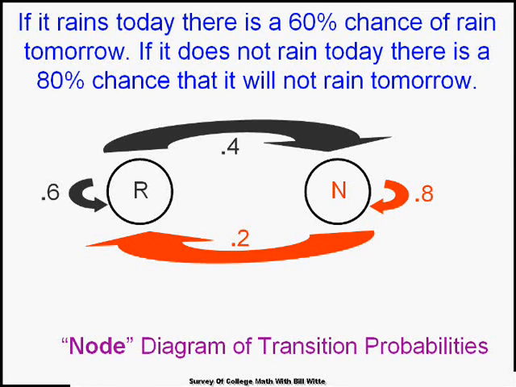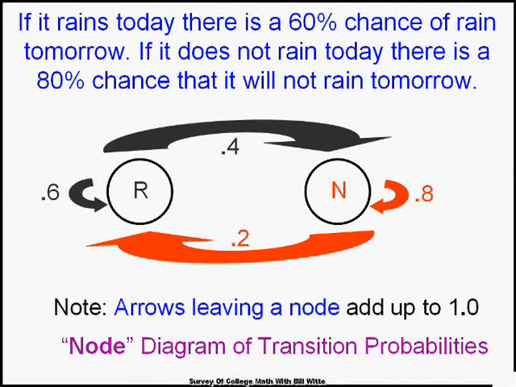So you may see pictures like this that are called node diagrams. Note that all the arrows leaving any node have to add up to 1. See how the 0.6 and the 0.4 add up to 1, and the 0.8 and the 0.2 add up to 1, because they really cover everything in the sample space from that node.